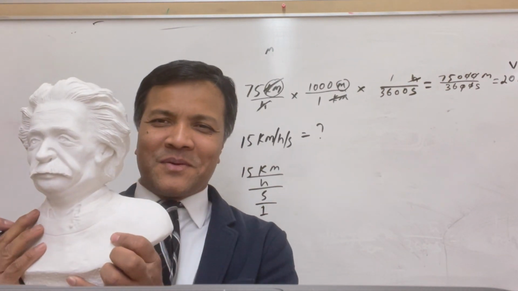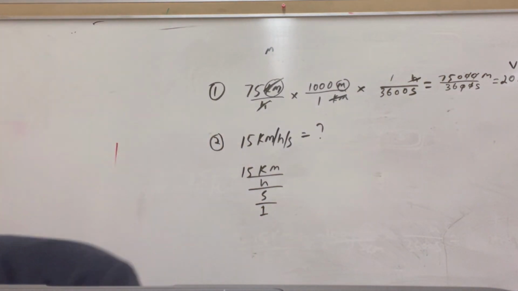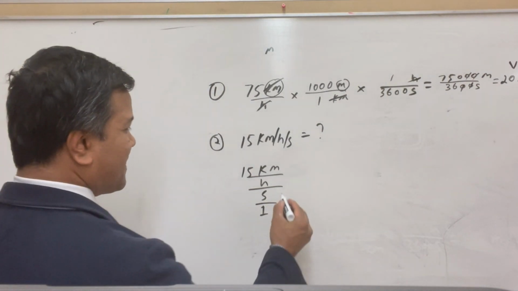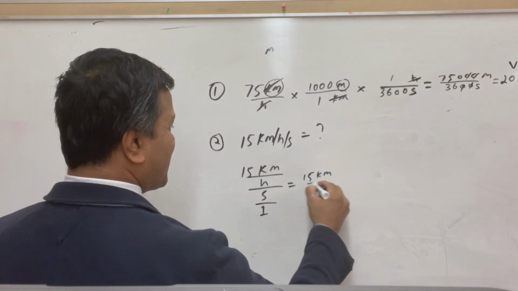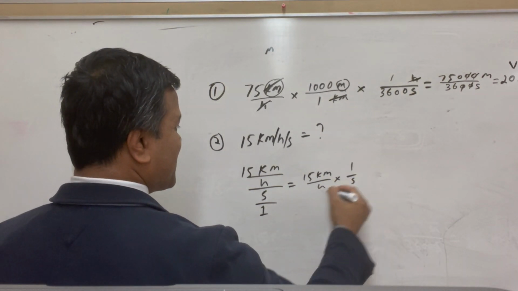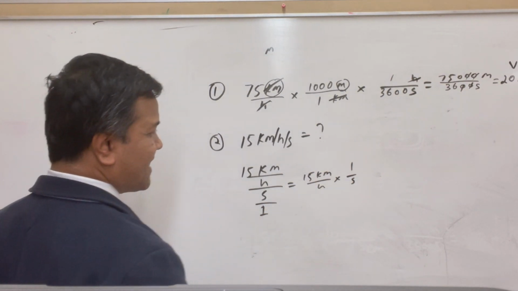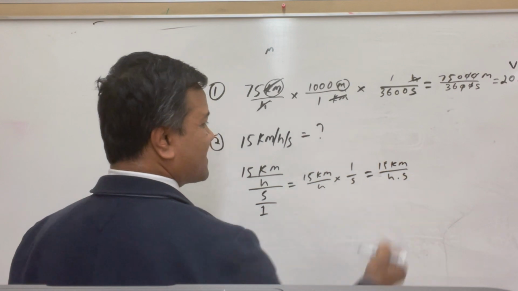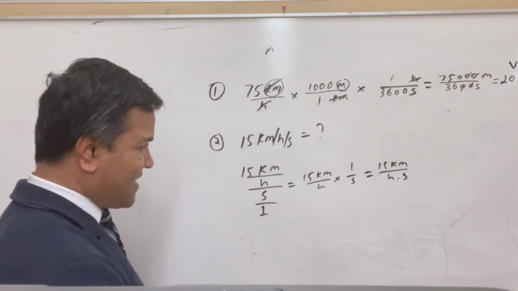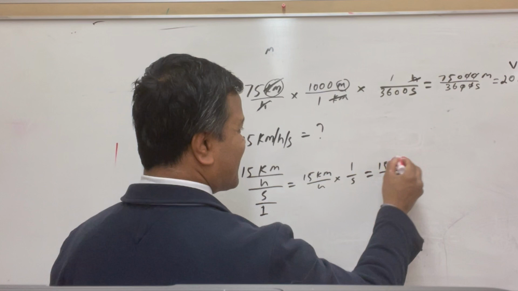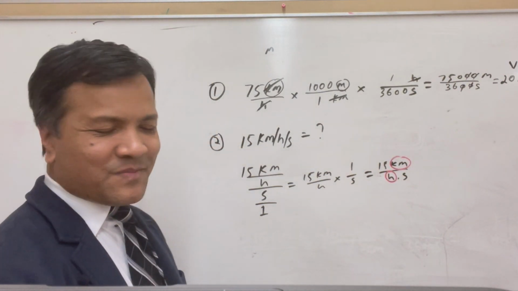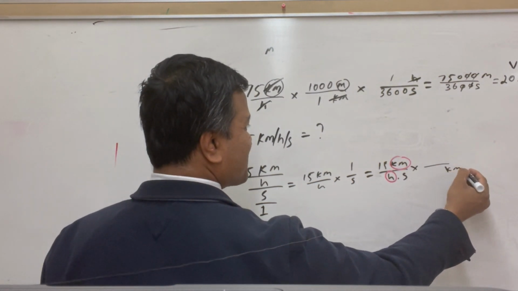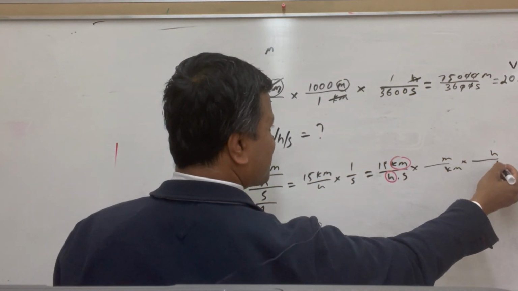This algebra you can apply over here, become like Einstein. So, this is going to be 15 kilometer per hour times 1 over second, right? So, we basically get 15 kilometer over hour times second. Now, the problem is that kilometer and hour are not SI unit. We have to convert them to the SI unit. We already know how, because kilometer has to be here, meter has to be here, hour has to be on top, second has to be in the bottom.